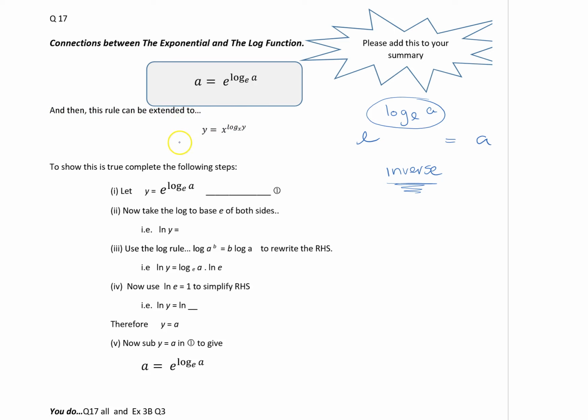Like it's saying here, it can be extended to be y is x to the log of the number y to the base x. Here it was specifically base e and e to the power, whereas we can actually extend that to include any base, log to any base of a number. If we take that base and raise it to that log, then we get back to the number.